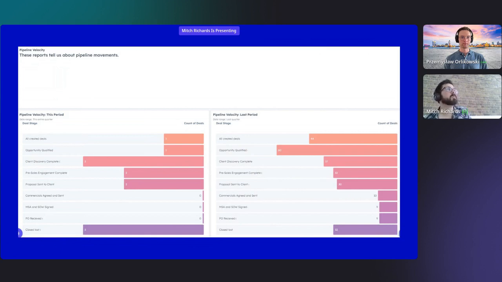So what we do here is we compare this period to last period, and we look at last period. Okay, so we created 44 opportunities, including what was already in our pipeline, 60 opportunities moved into opportunity qualified, and so on and so forth. How many moved through and how many closed lost? If your closed lost number at the bottom is more than the number at the top for the quarter, you've got a problem, because you've got pipeline contraction, and that's a serious problem.